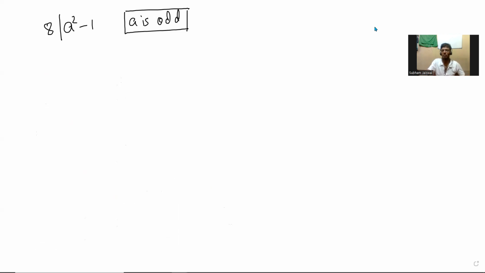So how about we try to show something more interesting, similar but interesting. There is a 2 to the power k.